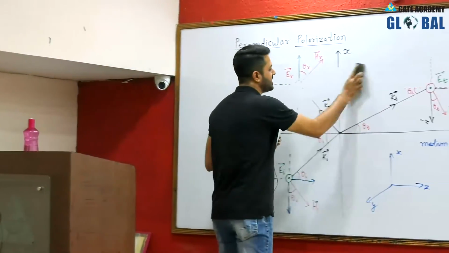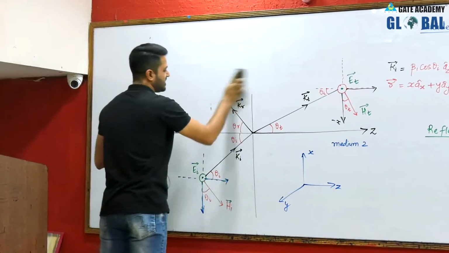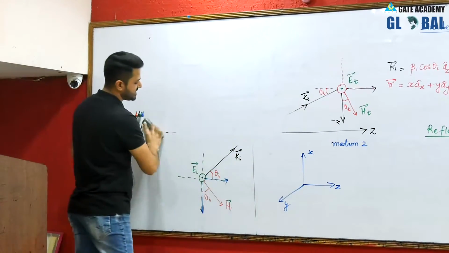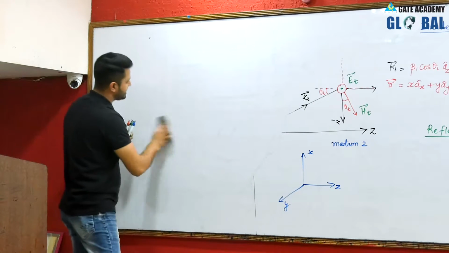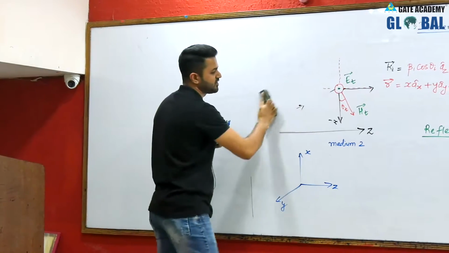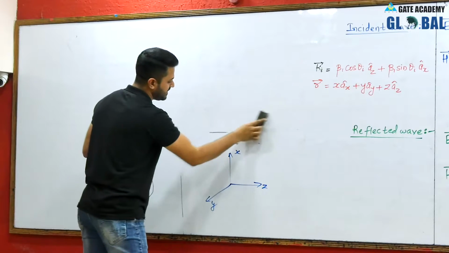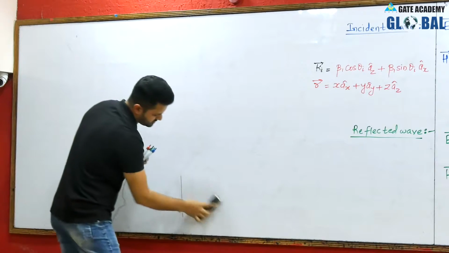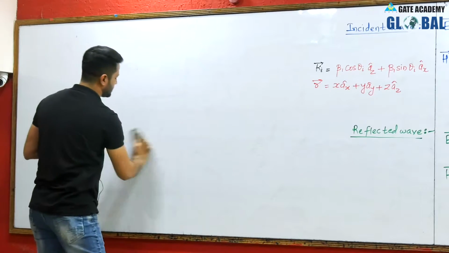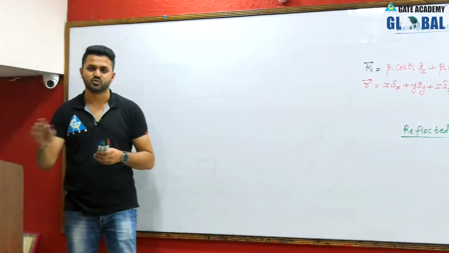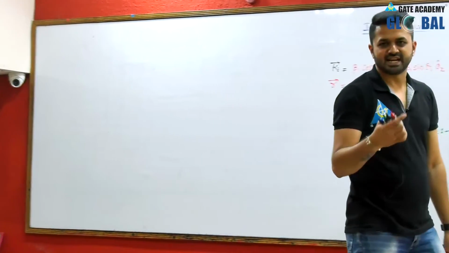Now we can rub it, and we have to apply the boundary condition. And what the boundary condition says is that the tangential component of electric field in medium 1 is equal to the tangential component of electric field in medium 2. So what is the tangential component? And we know that the boundary is z equal to 0.